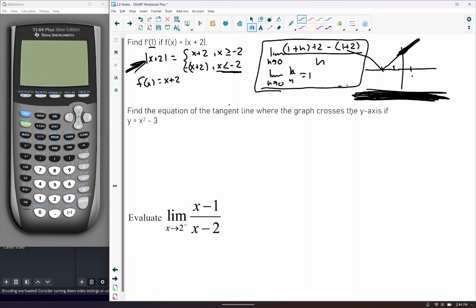Find the equation of the tangent line where the graph crosses the y-axis. So the graph crosses the y-axis when x is 0. So if we plug 0 in here, we get 0, -3. Now we need the slope.